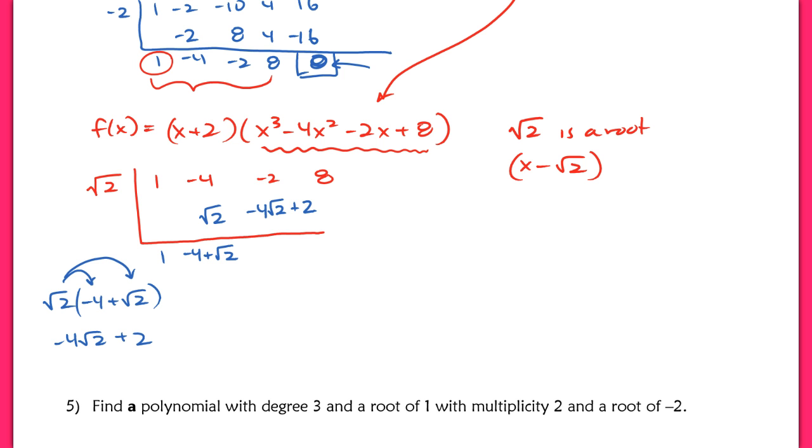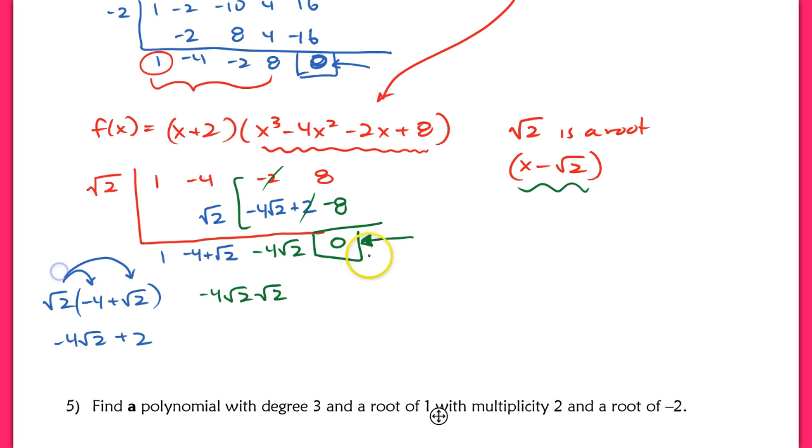And now when I add these two together, these 2's are going to cancel out, and I'm left with just negative 4 root 2. Now when I distribute here, negative 4 root 2 times root 2, I end up with negative 8. When I add 8 and negative 8 together, I get a 0, which is what I want, right? I know that x minus root 2 is supposed to be a factor, which means my remainder should be 0.